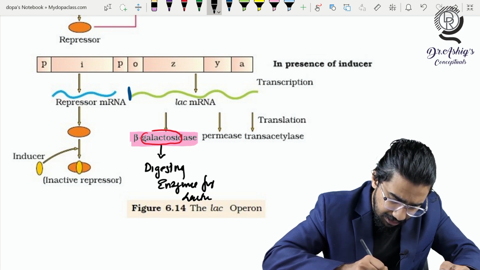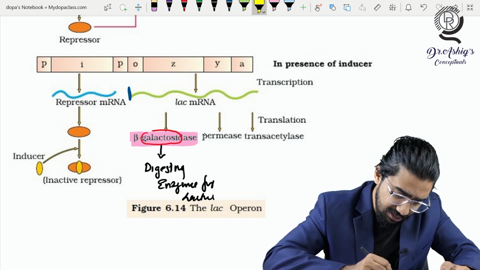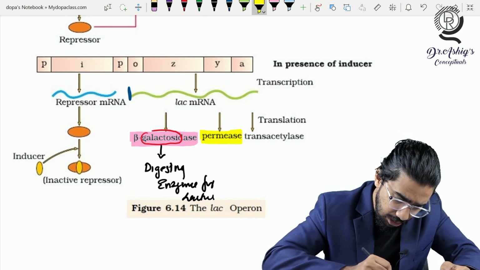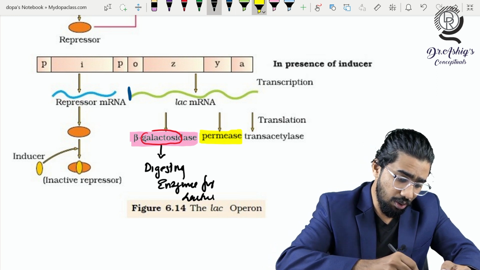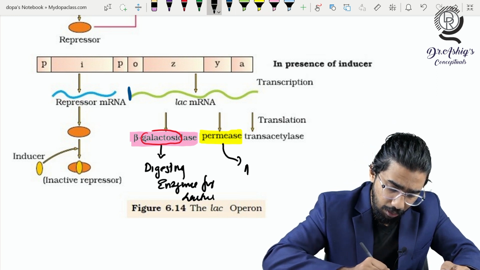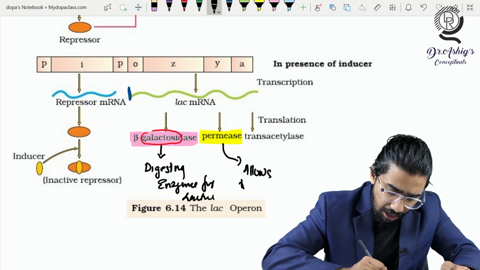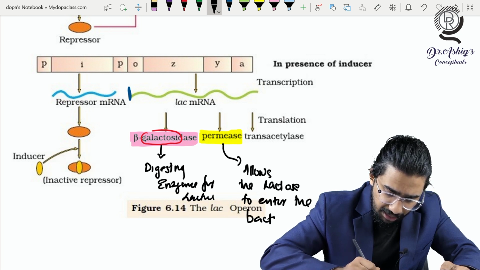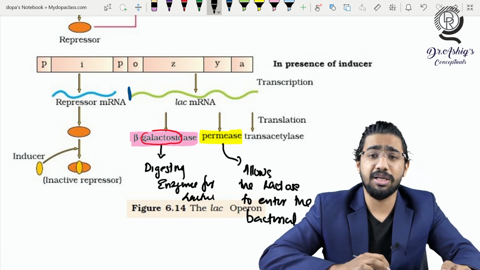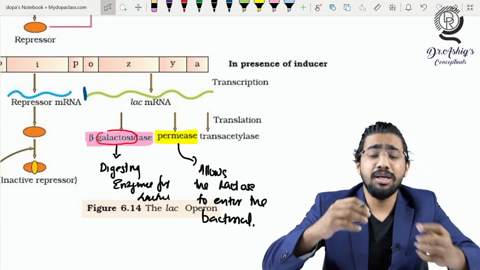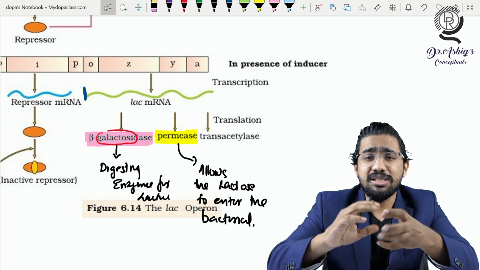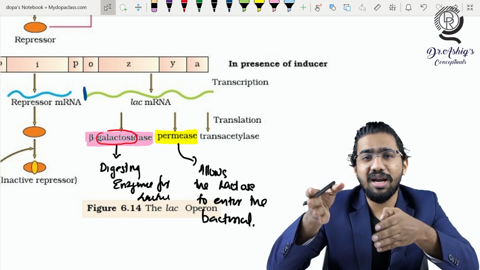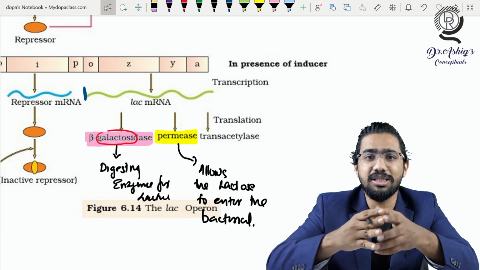lactose. Are you understanding? Okay, the second enzyme is known as permease. What is the function of the permease? The permease allows the lactose to enter the bacterial cell. Put another way, the permease enzyme increases the permeability of the bacterial cell to lactose. That will be easier to understand.